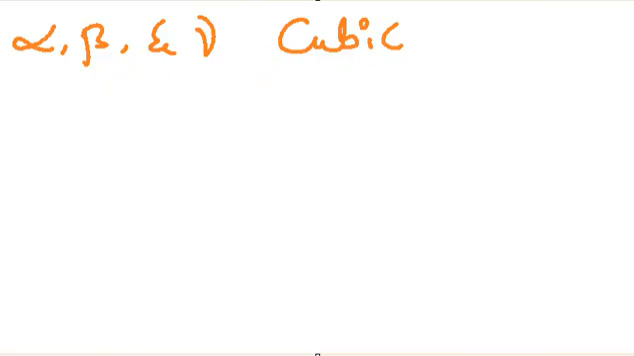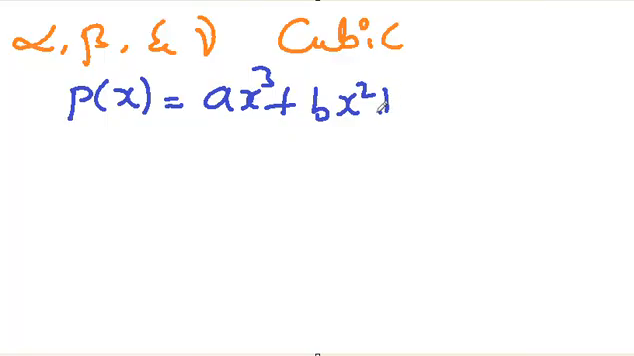So for example, consider a general cubic polynomial, that is p of x is equal to ax cube plus bx square plus cx plus d. Here d is the constant and a, b, c are the coefficients of the variable x. Then you write the relationship between the zeros and the coefficients of the cubic polynomial.